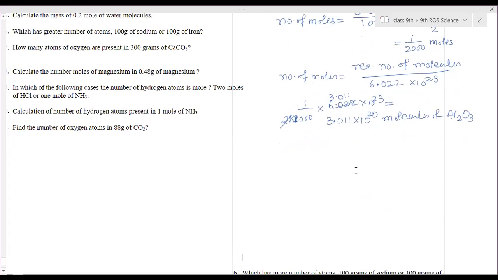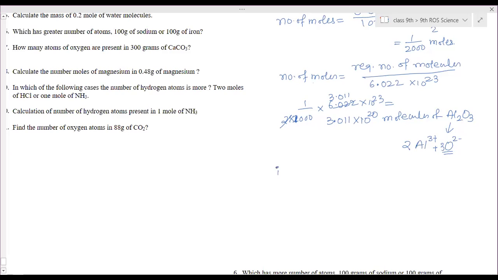Now in these many molecules, how many ions are present, that we have to calculate. So this is formed by combination of ions. So which ions are present here? 2 aluminium ions are present. Aluminium ion is written like this, 3 plus, because it is a positive ion and it carries charge 3, because it has lost 3 electrons. And oxygen has gained 2 electrons, so 2 minus. But how many? O3. That means 3 oxygen ions are present. Al2 means 2 aluminium ions, and O3 means 3 oxygen ions.